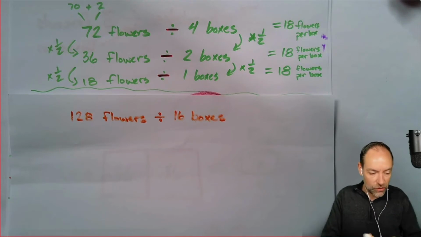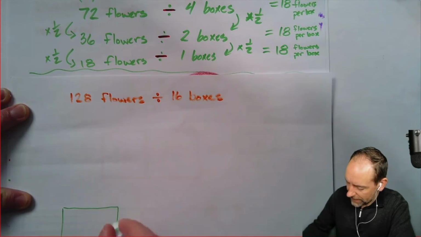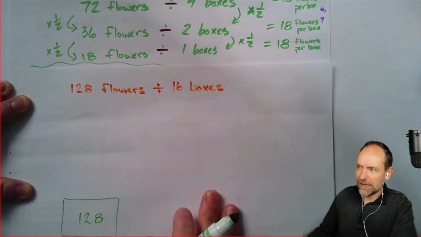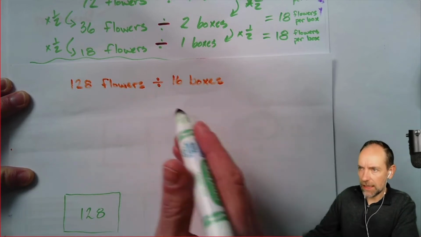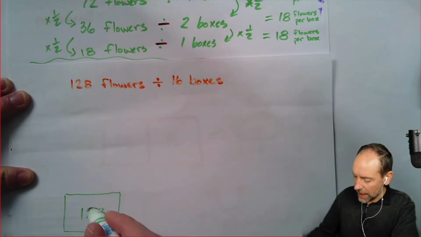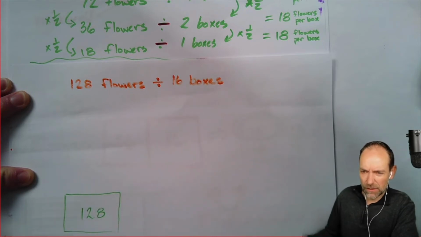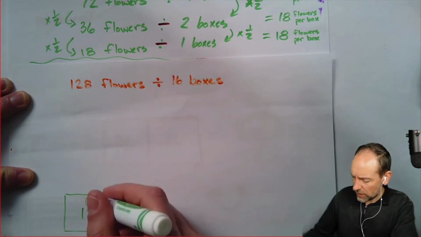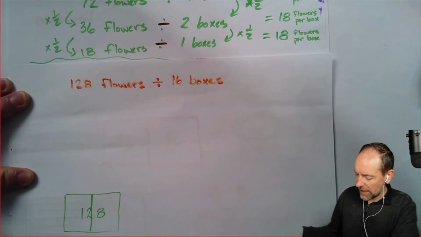So you want to use this halving strategy. So what if I did this too? I'll start with 128 flowers, and I'll try to model this as we go and see if it helps. Got it. So by halving, do you mind which way I halve here? Does it matter to you? No? Is it okay if I just go vertically? All right, let's do that. So I'm going to halve vertically.